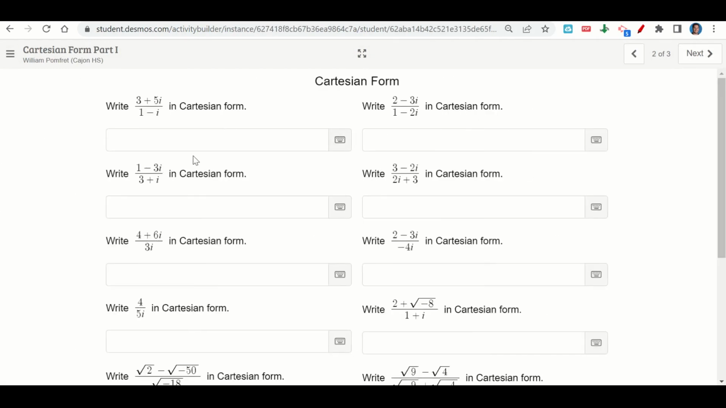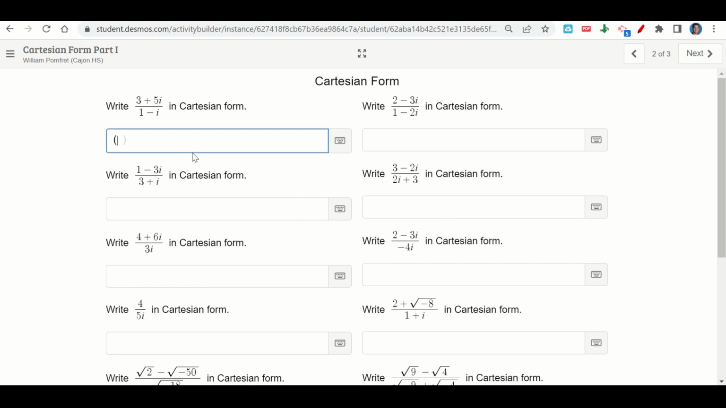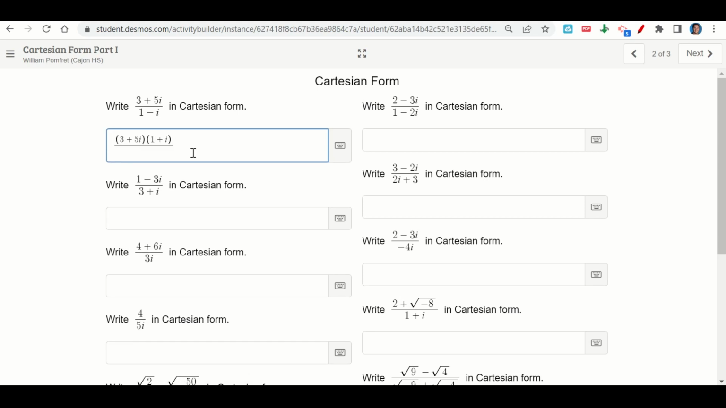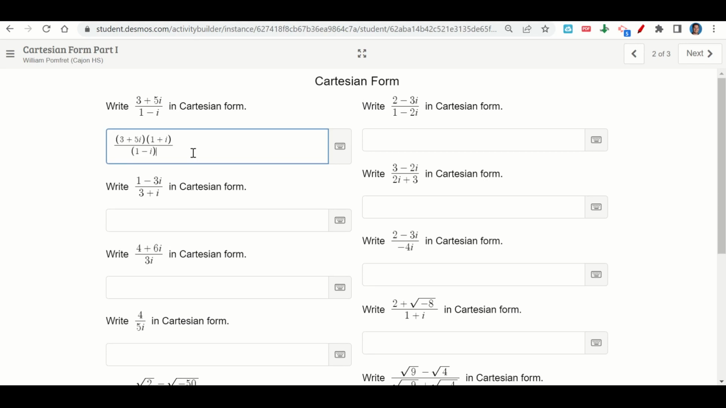Now, for each of these, it wants us to write them in Cartesian form. And the way we do that is we need to multiply both the top and the bottom by the conjugate of the denominator. So we need to multiply both top and bottom by 1 plus i. So what we're going to have is 3 plus 5i times 1 plus i, and all of that is going to be over 1 minus i times 1 plus i. And we'll need to multiply this out.